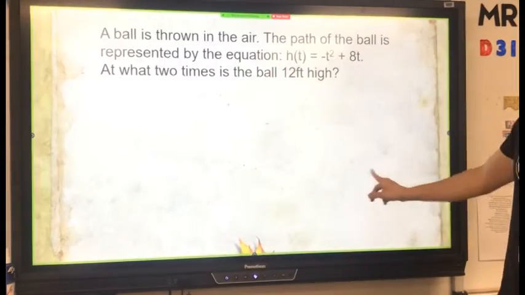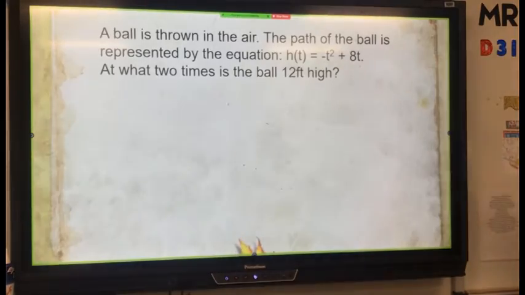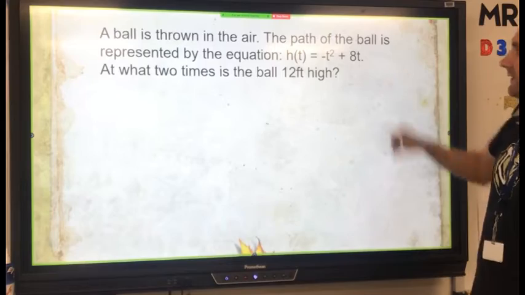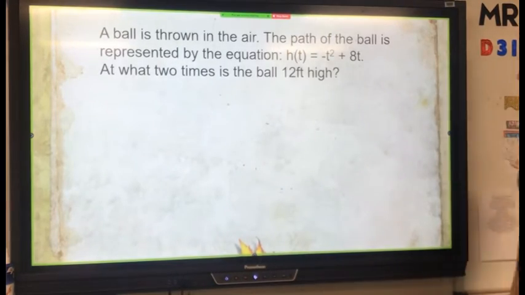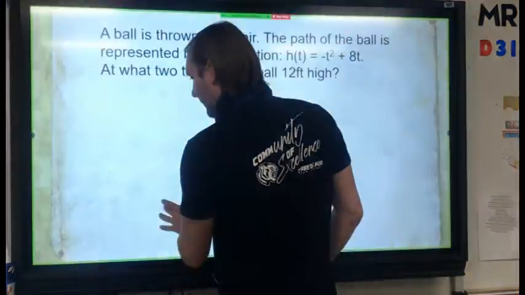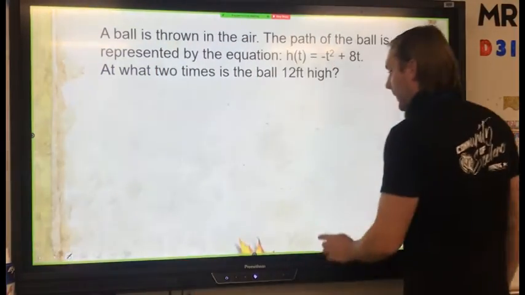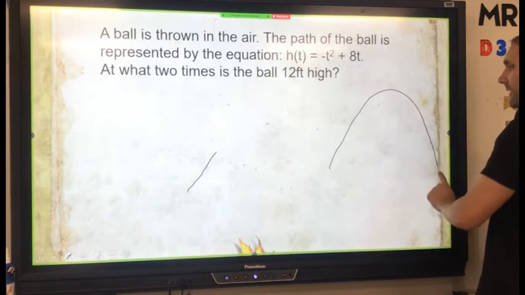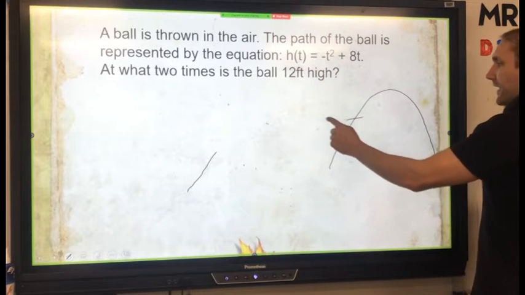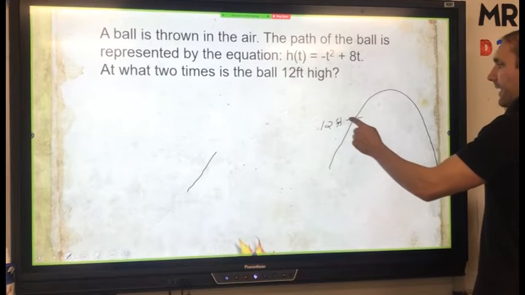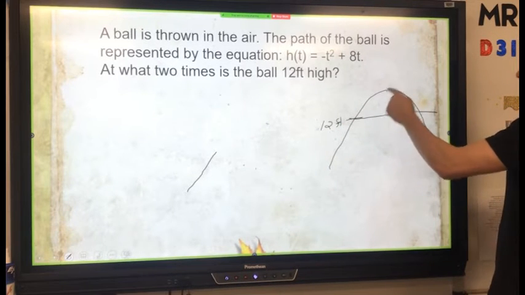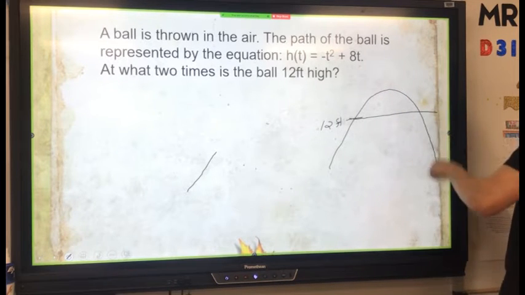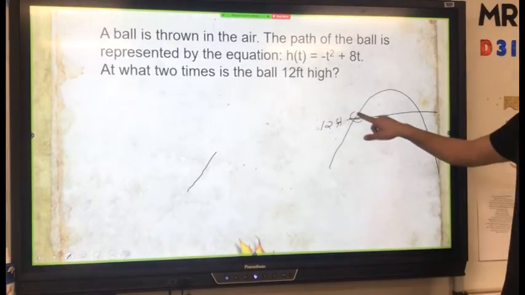Now let me have you give this question a try. A ball is thrown up in the air. The path of the ball is represented by this equation, -t squared plus 8t. At what 2 times is the ball 12 feet high? So I'm throwing the ball. It goes up and then comes down. When it goes up, it's going to reach a height of 12 feet at some time. Then it continues to go up, reaches its maximum height, then comes back down and also hits 12 feet at another point in time. What are these 2 points in time?